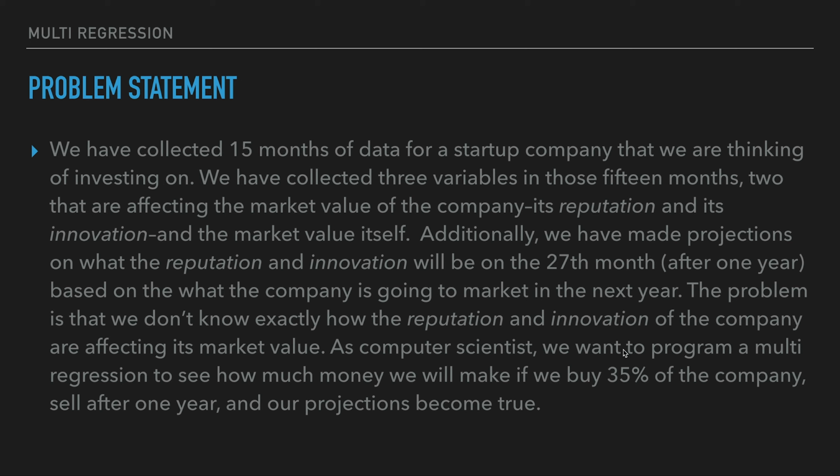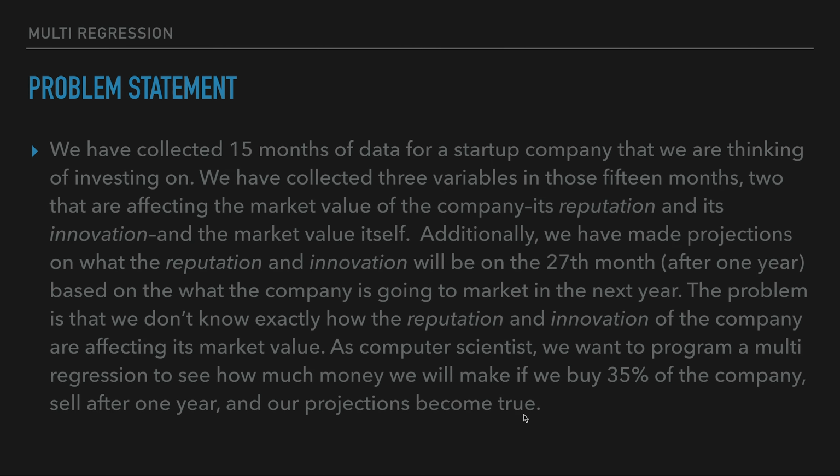Now, the problem is that we don't know exactly how the reputation and innovation of the company are affecting its market value. So as computer scientists, we want to program or code a multi-regression to see how much money we will make if we invest, if we buy 35% of the company on the 15th month and sell after 1 year, and our projections obviously become true.